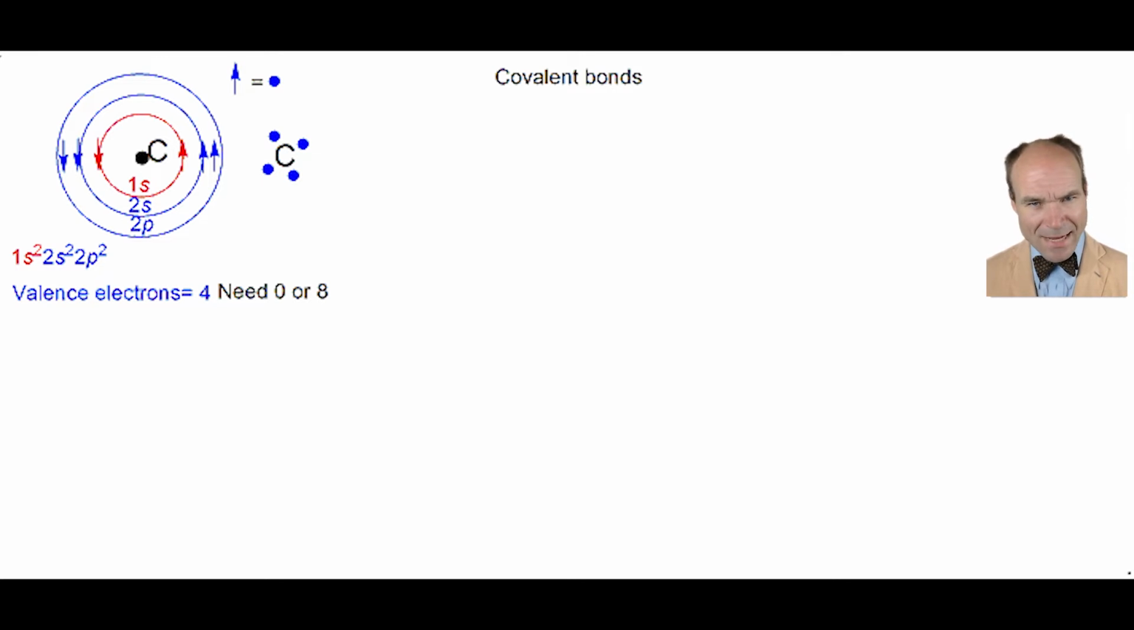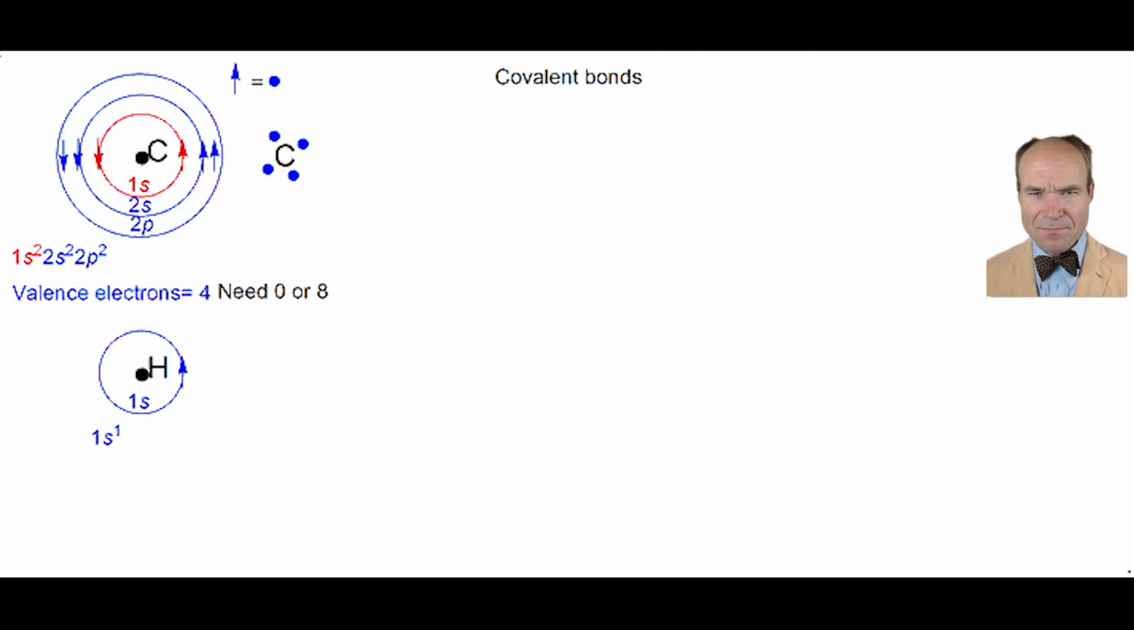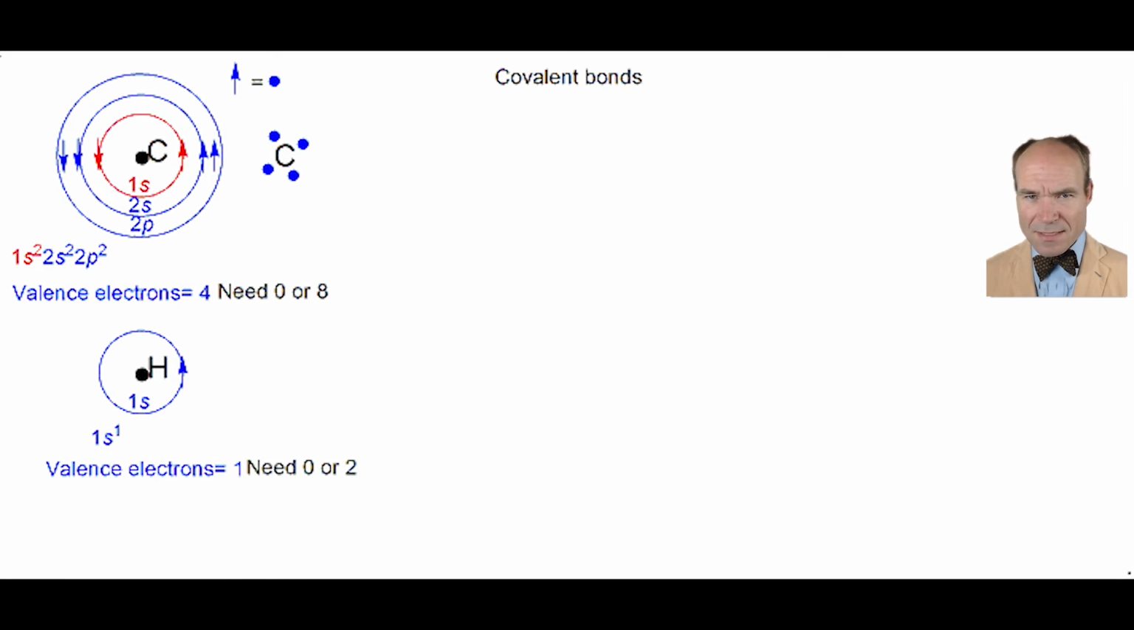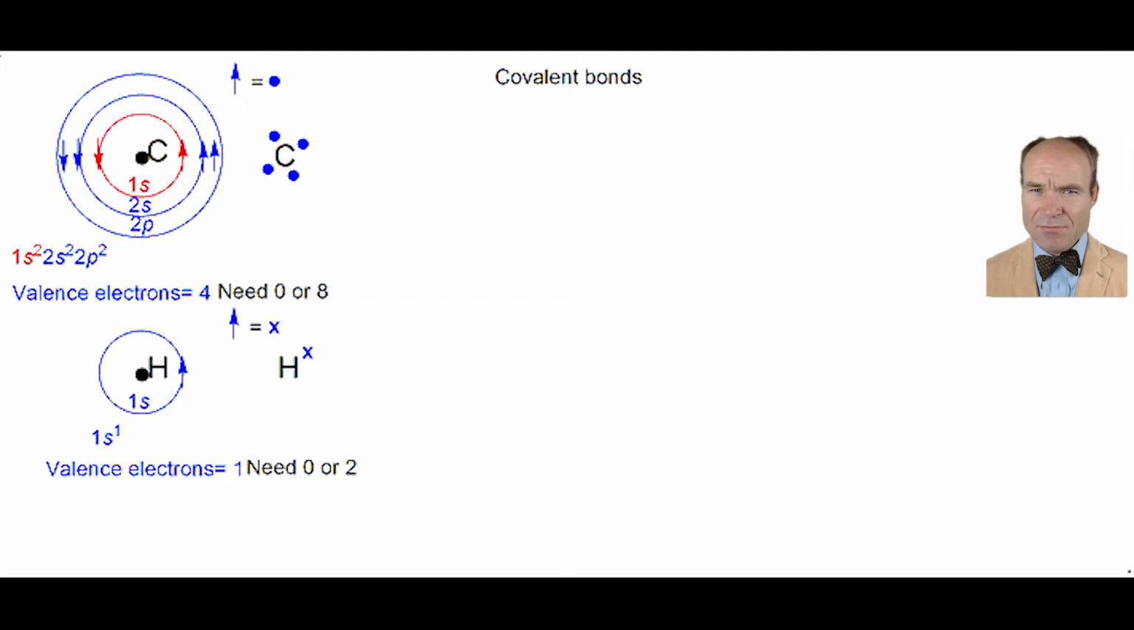Okay, now let's consider the hydrogen atom. It's different from the carbon atom because now the outer shell is the first shell. We have 1 valence electron. So to gain an electron will result in 2 electrons in the outer shell to meet the octet rule and gain stability. We depict this as H for hydrogen and an X representing a valence electron.